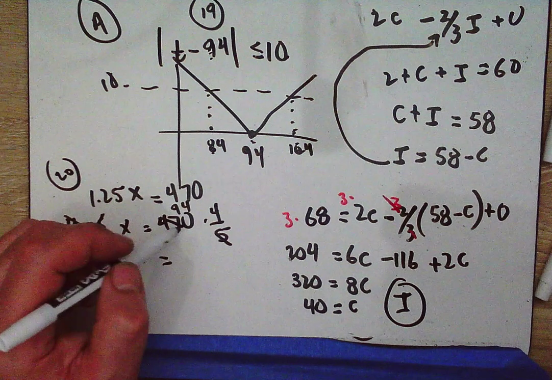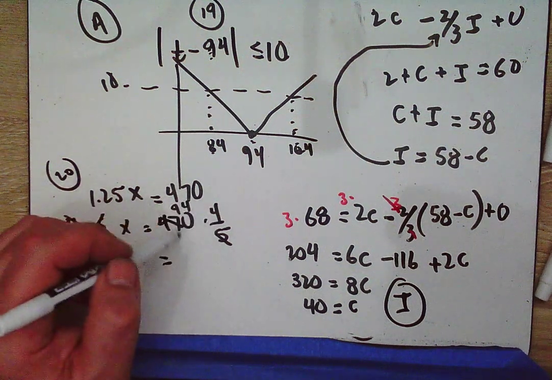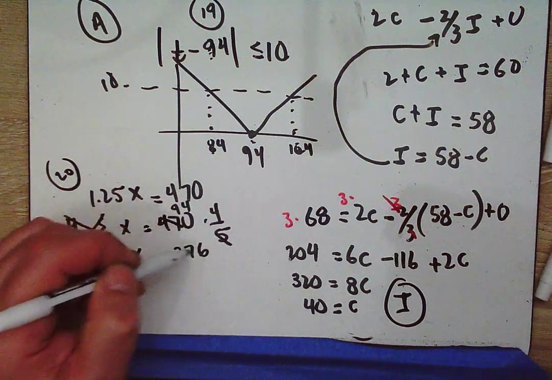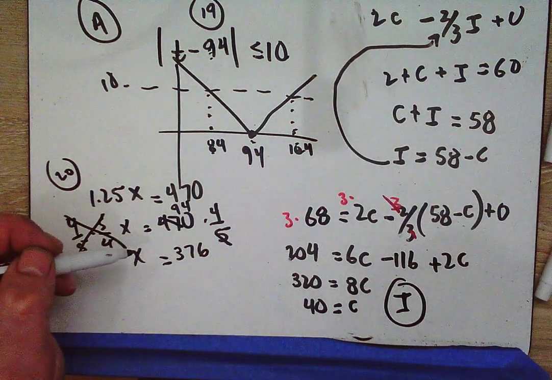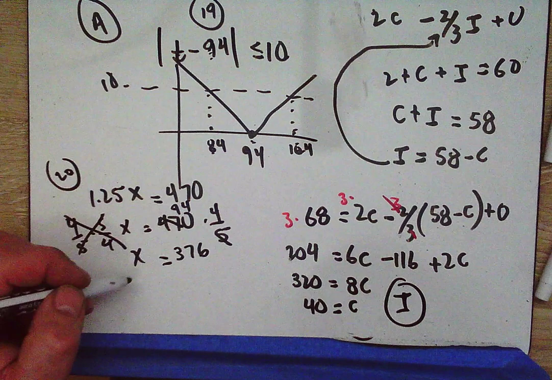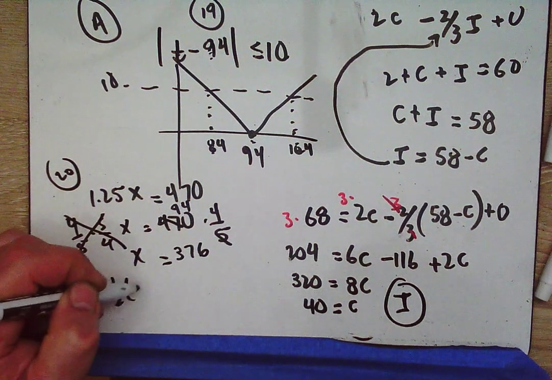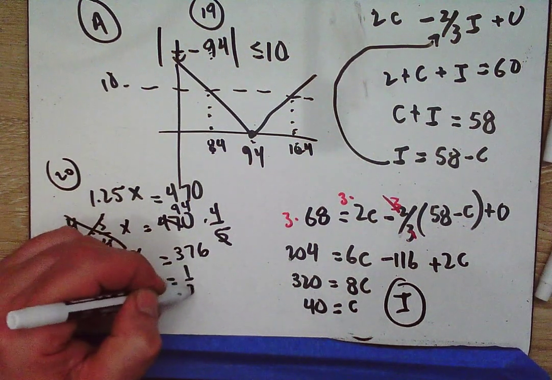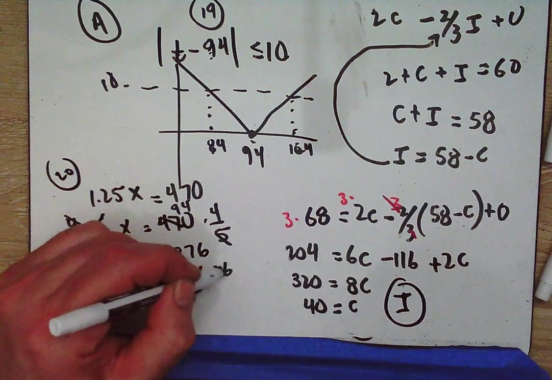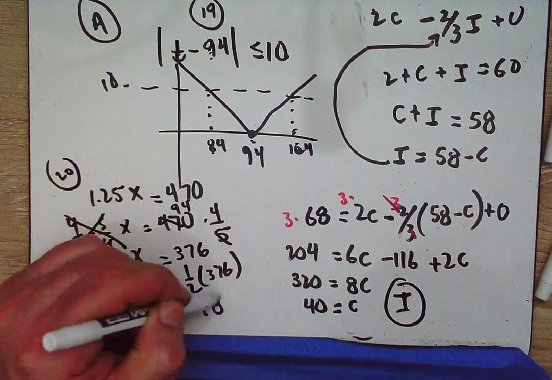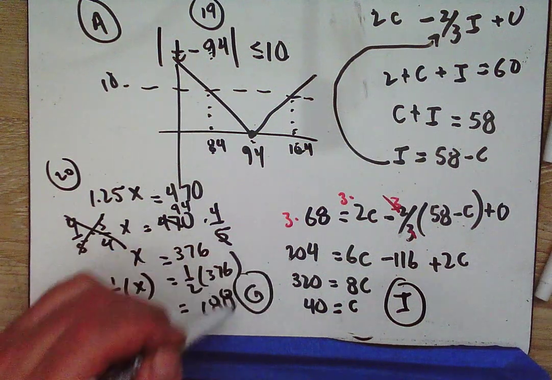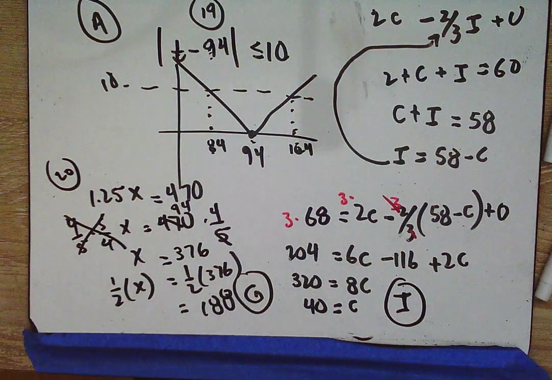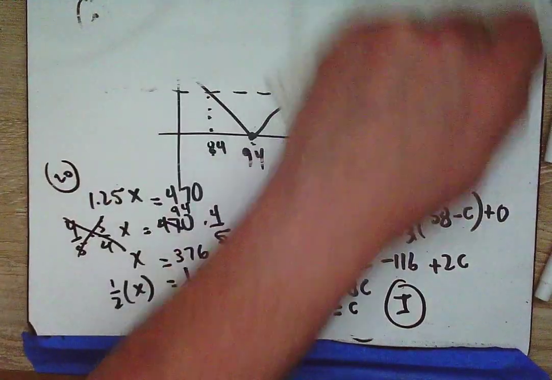94 times 4, 376. And then I want half of that number, it says. What's half of that number? So I want half of 376, which will be 188, and that corresponds to choice G. G for number 20. Okay, we're 2/3 of the way done. Let's take a look at problem 21.